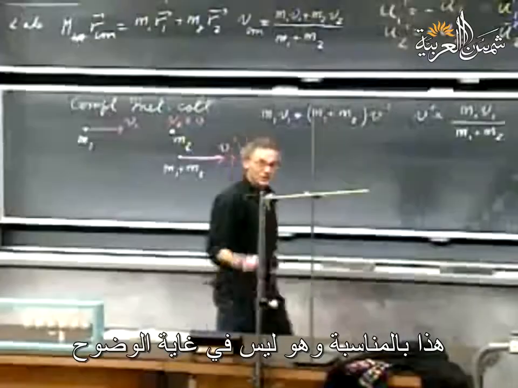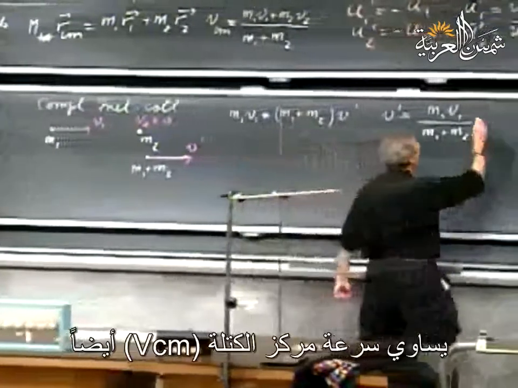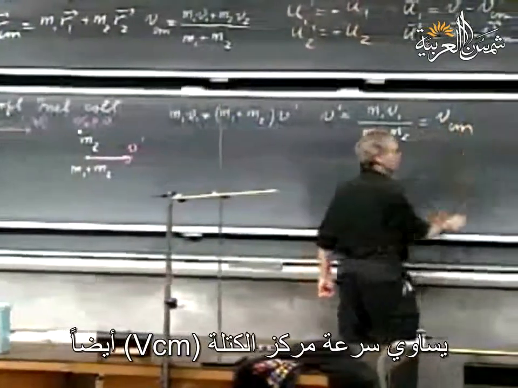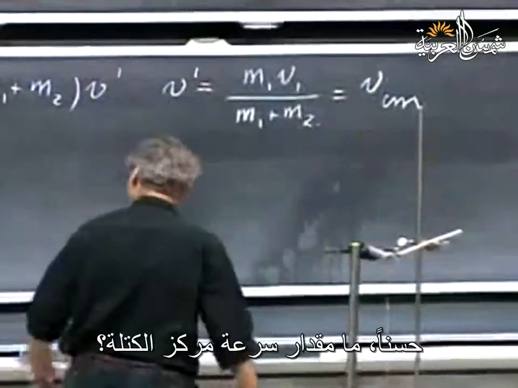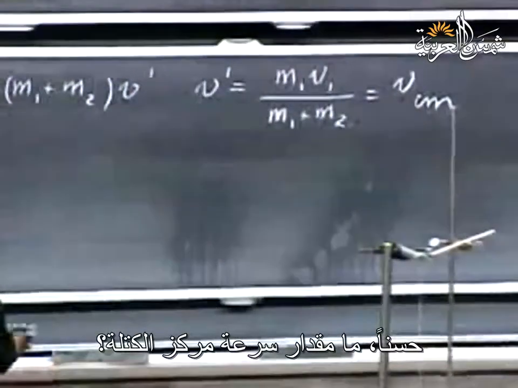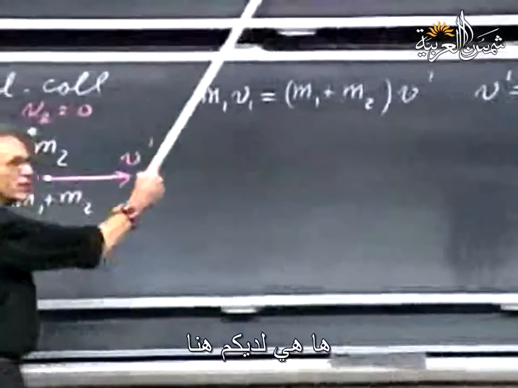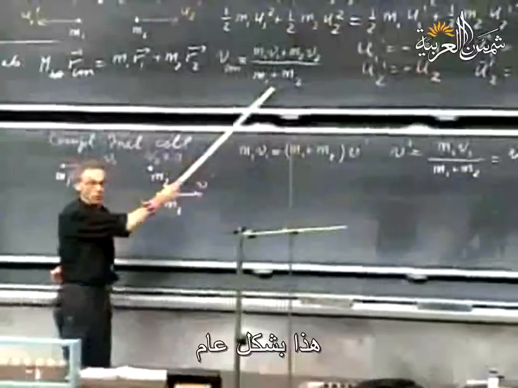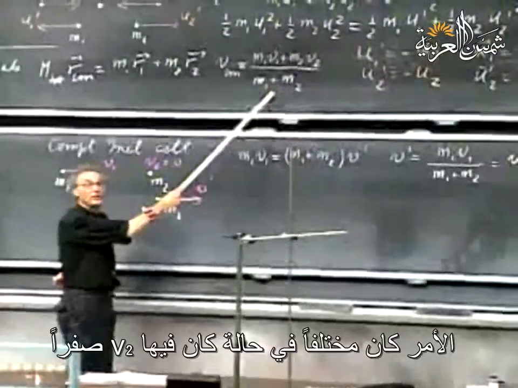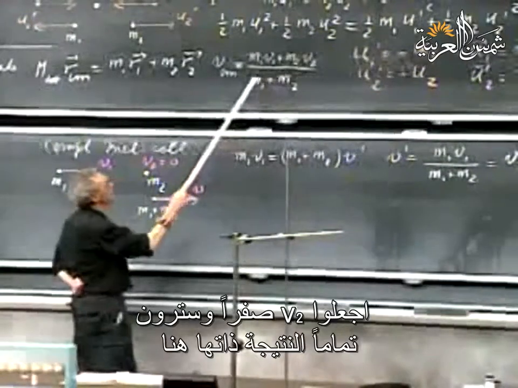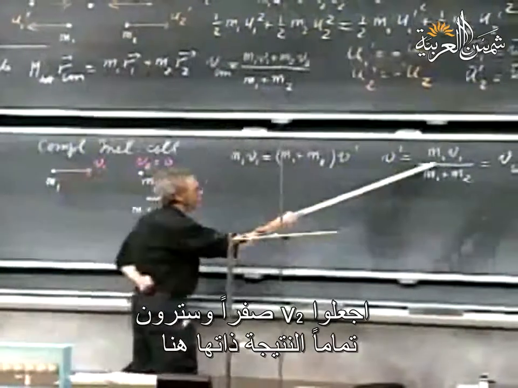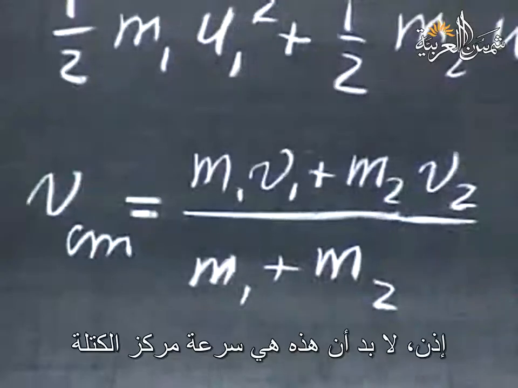This, by the way, which is not so obvious, is also the velocity of the center of mass. And how can I see that so quickly? Well, what was the velocity of the center of mass? Here you have it. This was in general. This was not for the case that V2 was 0. This was more general. Make V2 0, and you see exactly the same result here. So this must be the velocity of the center of mass.